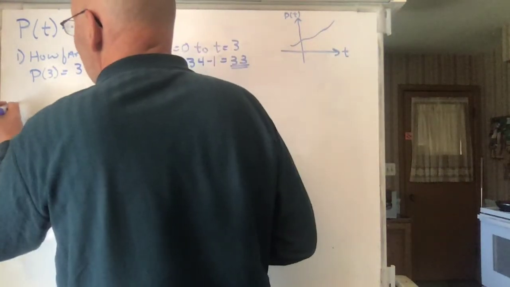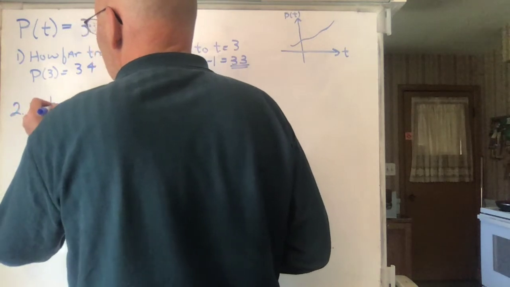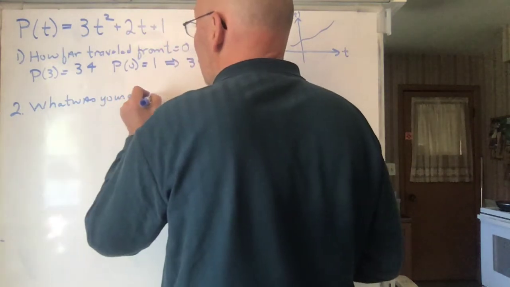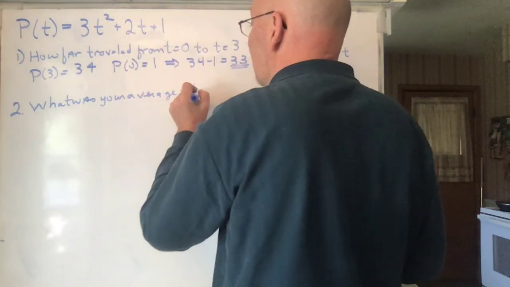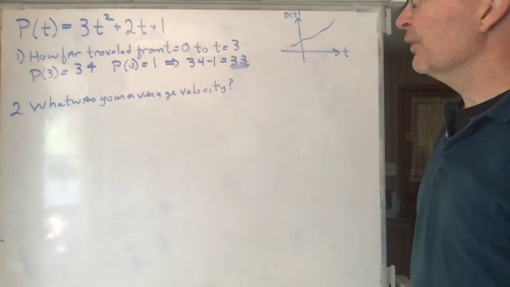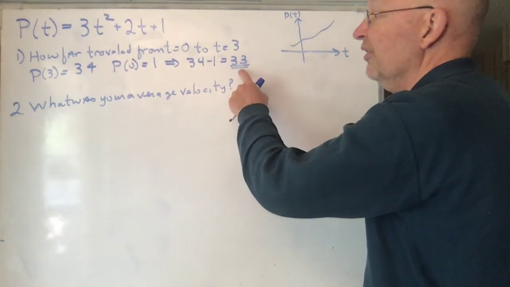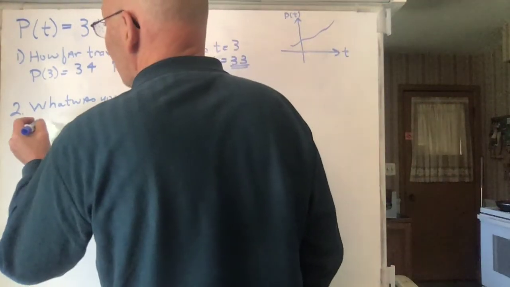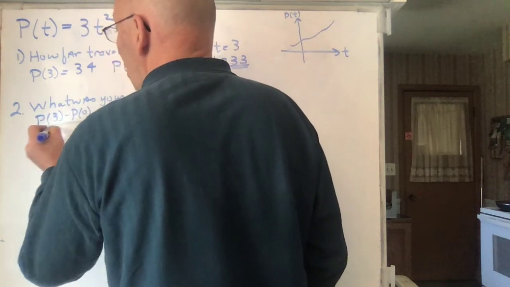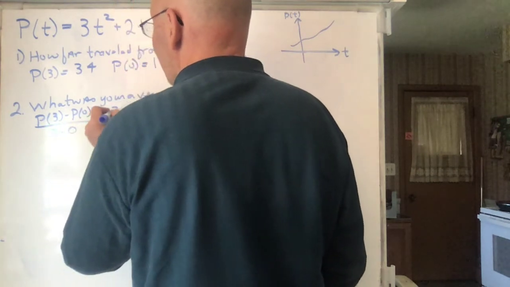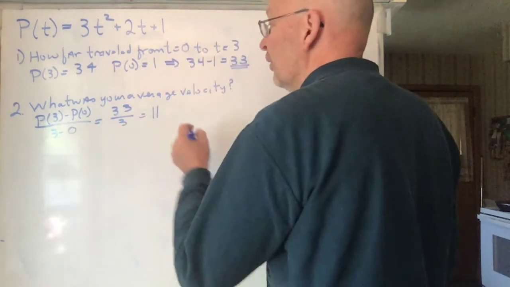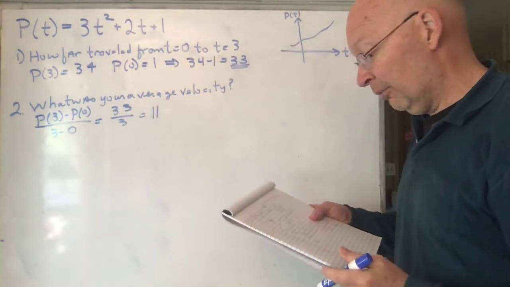Second question. What was your average velocity? Okay, so the way to get your average velocity is to take your total distance divided by your total time. So it's going to be, I'll write it like this, p of 3 minus p of 0 all over 3 minus 0, which is 33 divided by 3, which is 11. So 11, whatever units we have, meters per second or whatever, that would be it.